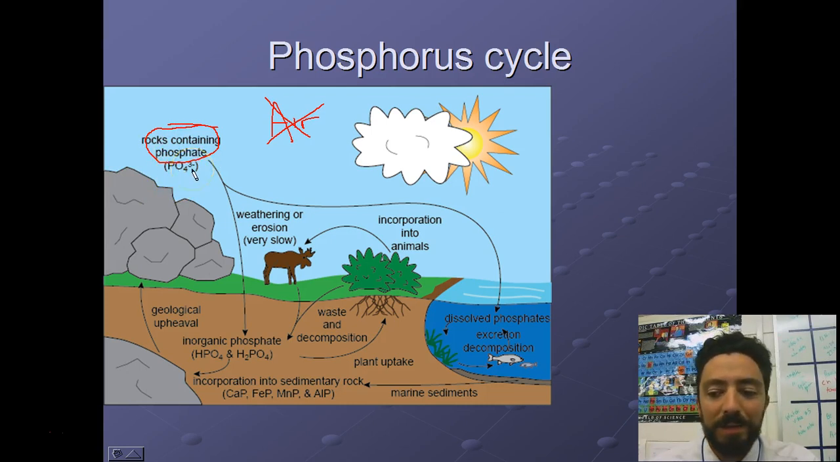There aren't a lot of things that eat rocks, so in order to get phosphate from the rocks, we have to wait for weathering to happen, and that's where wind, water, or mechanical weathering breaks those rocks apart and releases these phosphates. Once we have the phosphates released, it can be incorporated into plants, and then by eating them, incorporated into animals. Again, animals have no way to get phosphate without eating plants. So if you're not eating plants, you're eating something that has eaten plants.